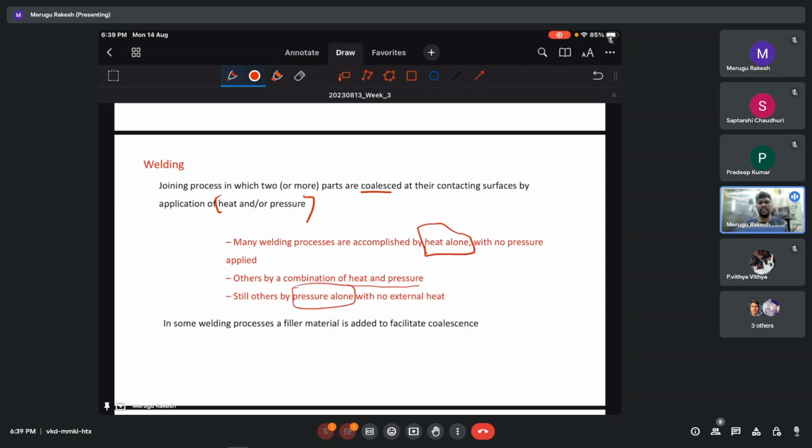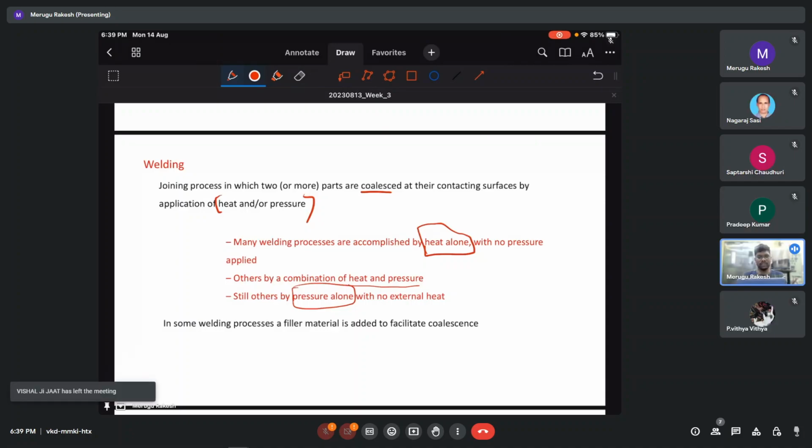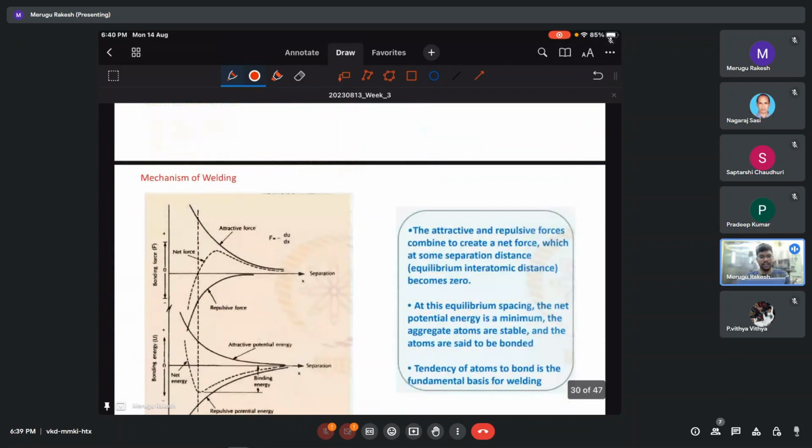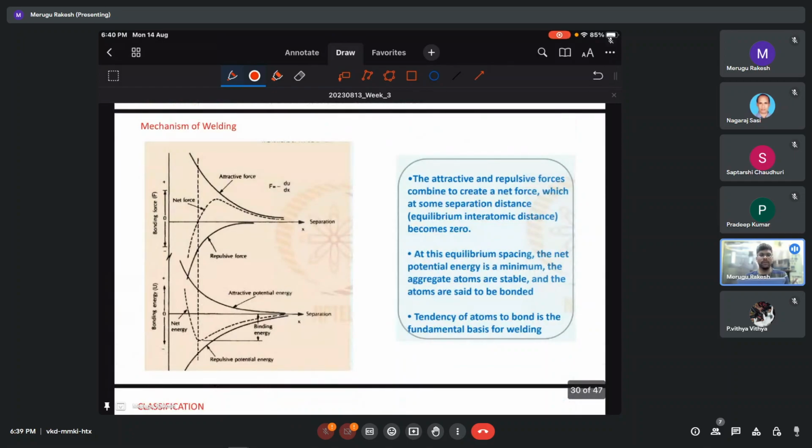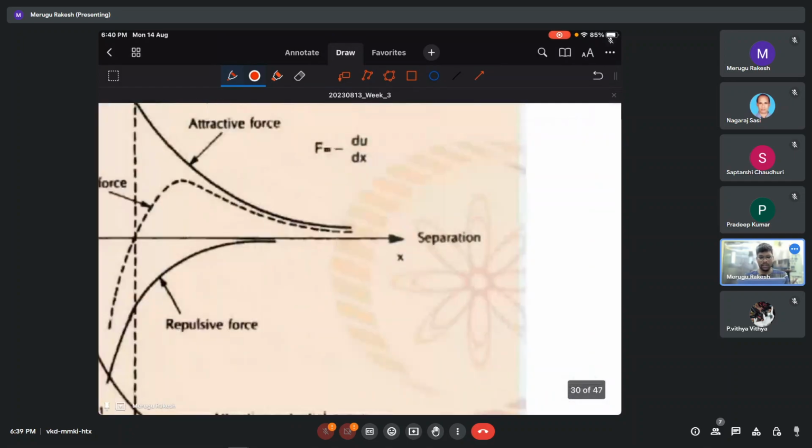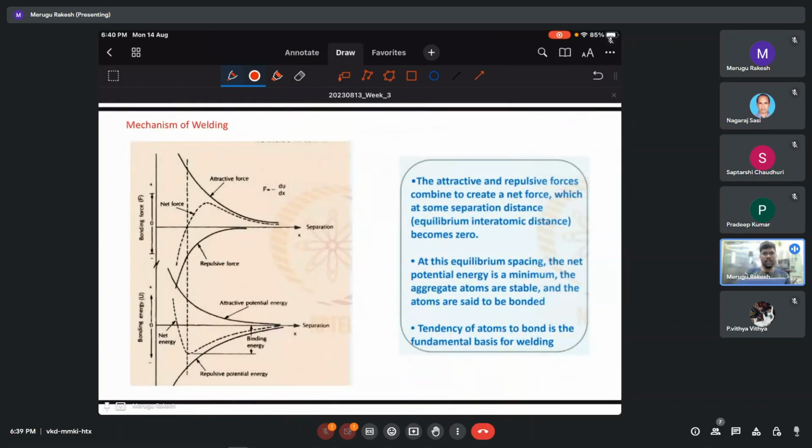We'll see the classification. When you see the classification, you can come to a decision, or you can understand how this is useful. In some cases, you can use a filler if the gap to be filled is too large, so filling by themselves will be difficult. In that case, we can use filler to fill it. So let us see. This is a very nice mechanism of bonding. Let us focus on the left figure only.